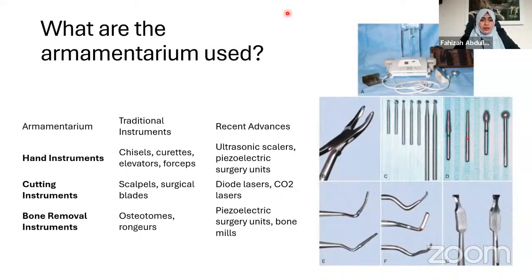What are the different armamentarium used? So hand instruments, we have chisels, we have Ochsenbein chisels, which is probably one of the standards used for ostectomy procedures. Then you have curettes, elevators, forceps. Then in cutting instruments, we have scalpel, surgical blades, and for bone removal, we have osteotomes and rongeurs, which we had seen in the first, that is the bone rongeur.